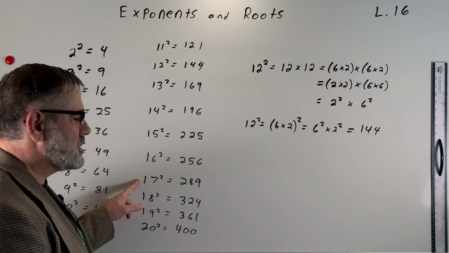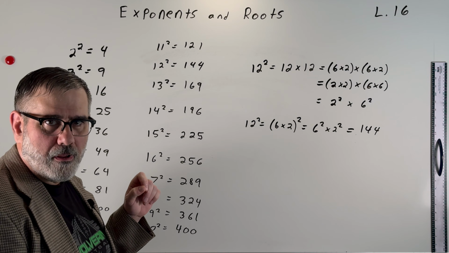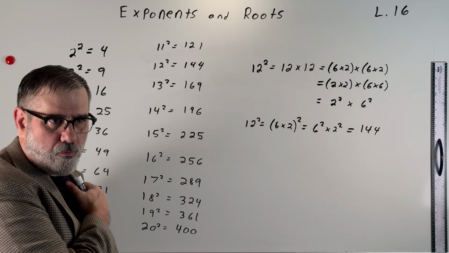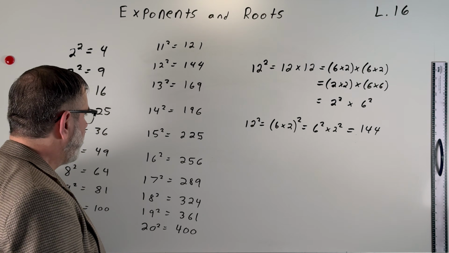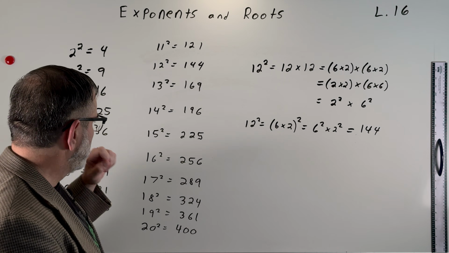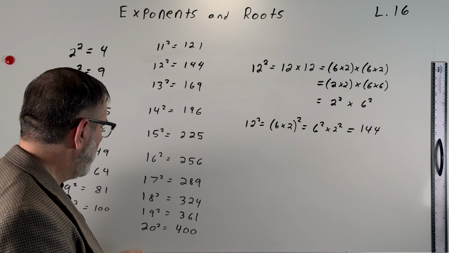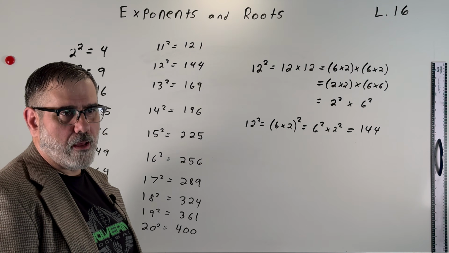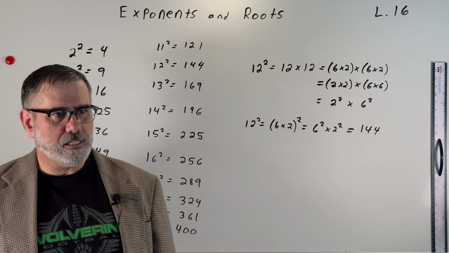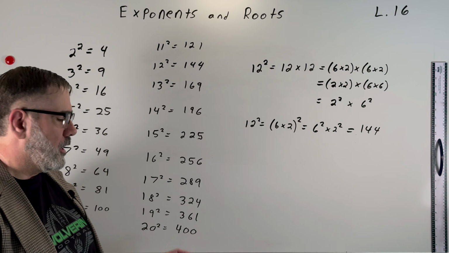Now, it won't help you with something like 17 squared because 17 is a prime number, and it can't be factored other than to write 17. 19, the same thing. 13, also the same thing. But 14 and 15 and 16 and 18, and of course 20. 20 is an easy one because that is just 2 times 10. And 2 squared is 4, and 10 squared is 100. 4 times 100, 400.